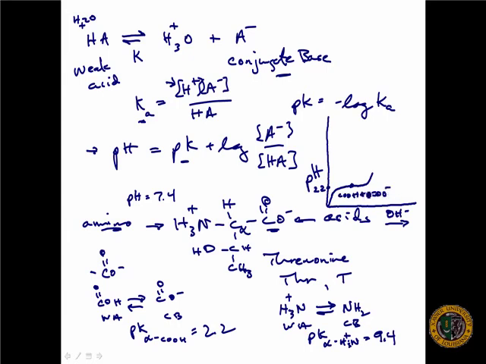This is the end of the plateau. And the beginning is about 1.2, or 1 pH unit below. So plus or minus 1 pH unit is our buffer region.